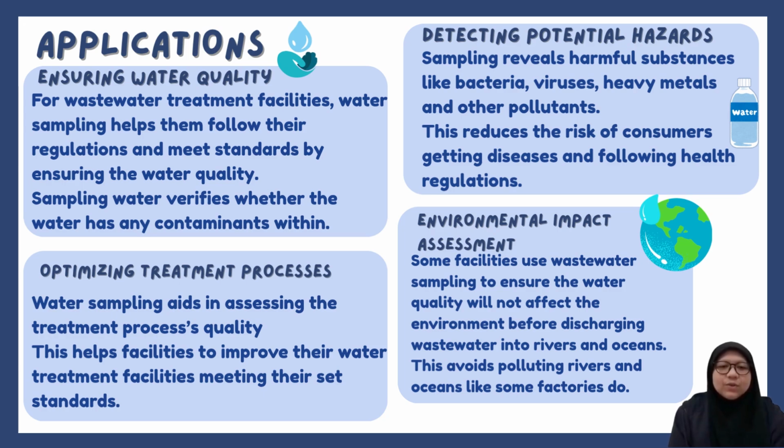Some facilities use wastewater sampling to ensure the water quality will not affect the environment before discharging the wastewater into rivers and oceans. This avoids polluting rivers and oceans like some factories do.